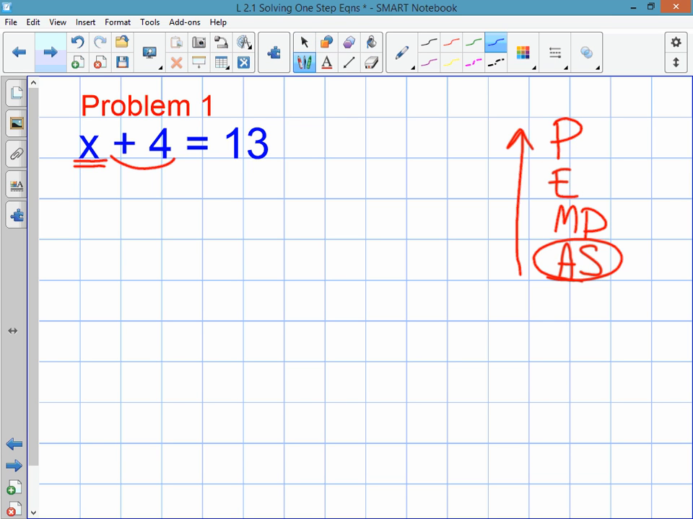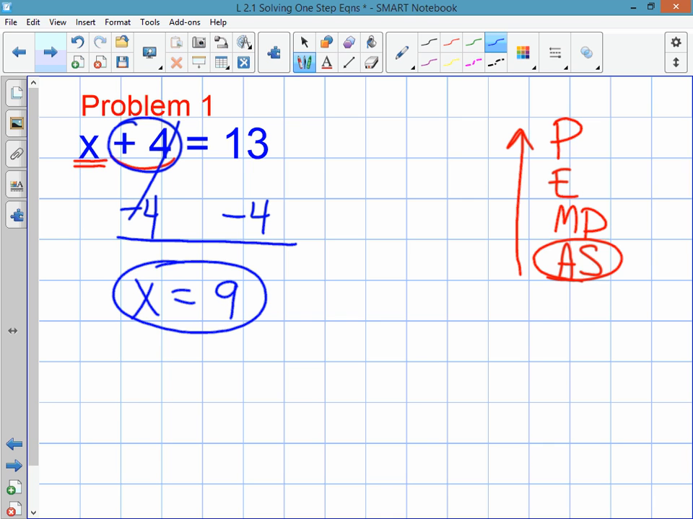So in this problem, when it says x plus 4, you want to get rid of the plus 4 by doing the opposite, which is subtract 4. And what you do on one side, you do on the other side. So when you add plus 4 and minus 4, you get 0. X equals 13 minus 4, which is 9.